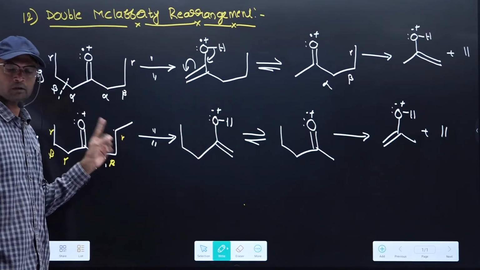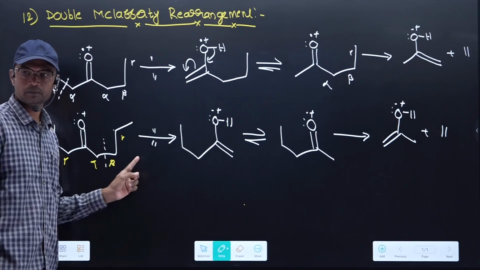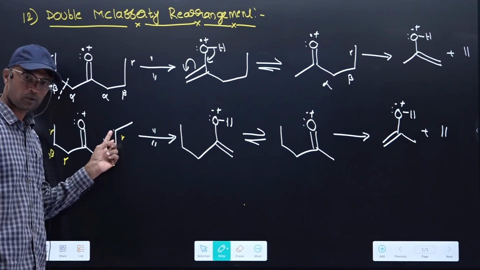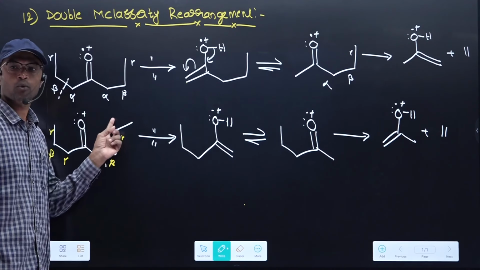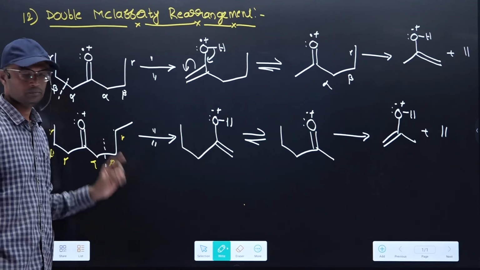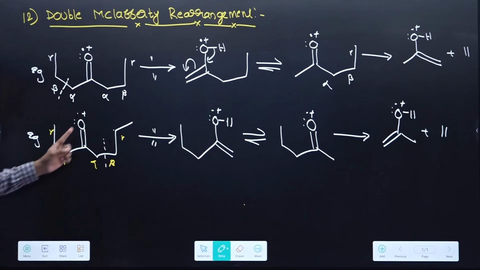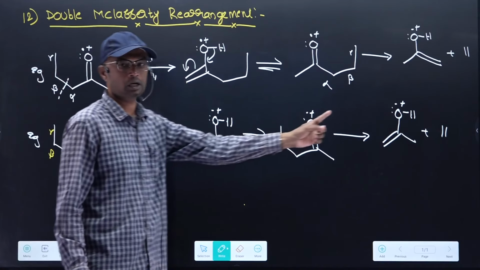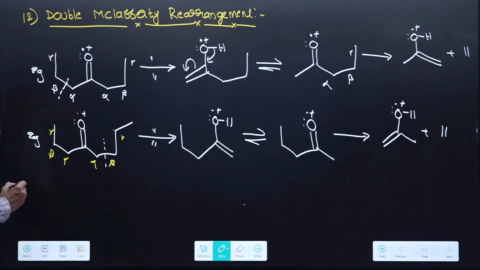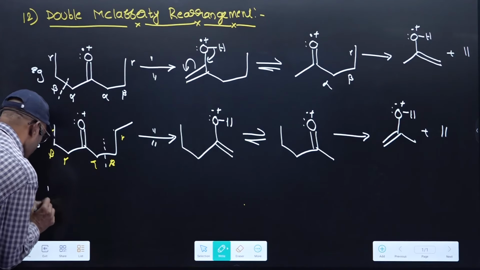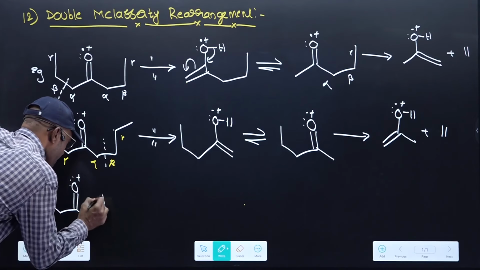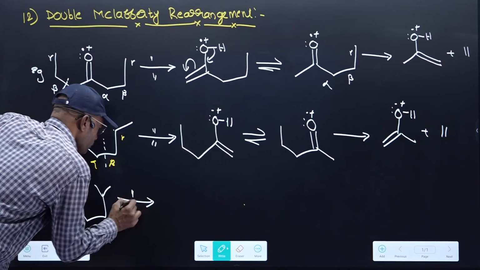If a molecule has more than one gamma carbon, McLafferty rearrangement is initiated from the side where the gamma carbon has more substitutions. So from here to here, first McLafferty, then this is the second McLafferty. You got this?